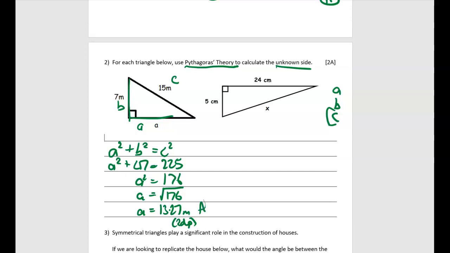If you got that answer right, you got an achieved mark. We're then moving on to the next question.